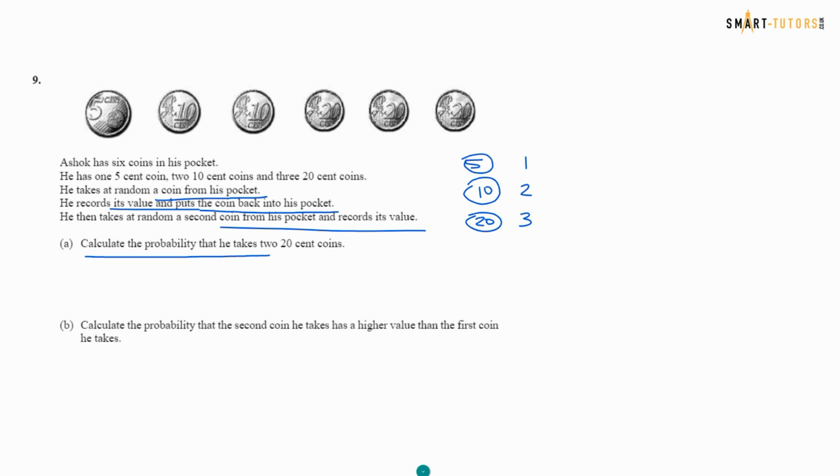Calculate the probability that he takes 2 coins, both 20 cent coins. So probability of a 20 cent and a 20 cent. So 20 cent, how many coins are there? 3 out of 6, second time also 3 out of 6. So 3 out of 6 is 1 upon 2, times 1 upon 2 is a quarter. Calculate the probability that the second coin he takes has a higher value than the first coin.